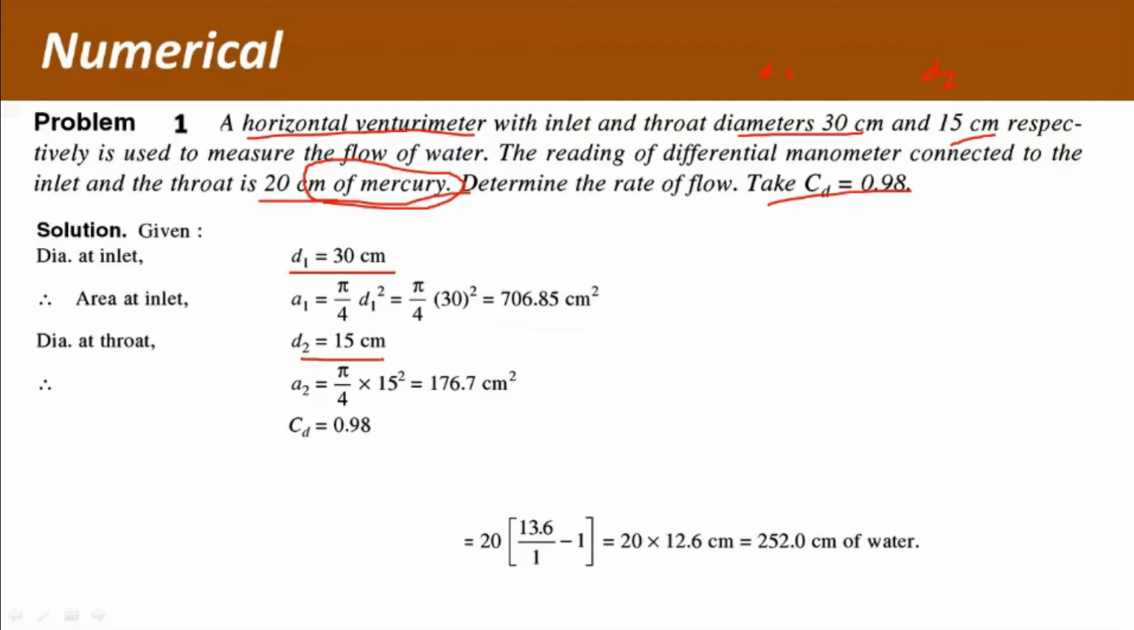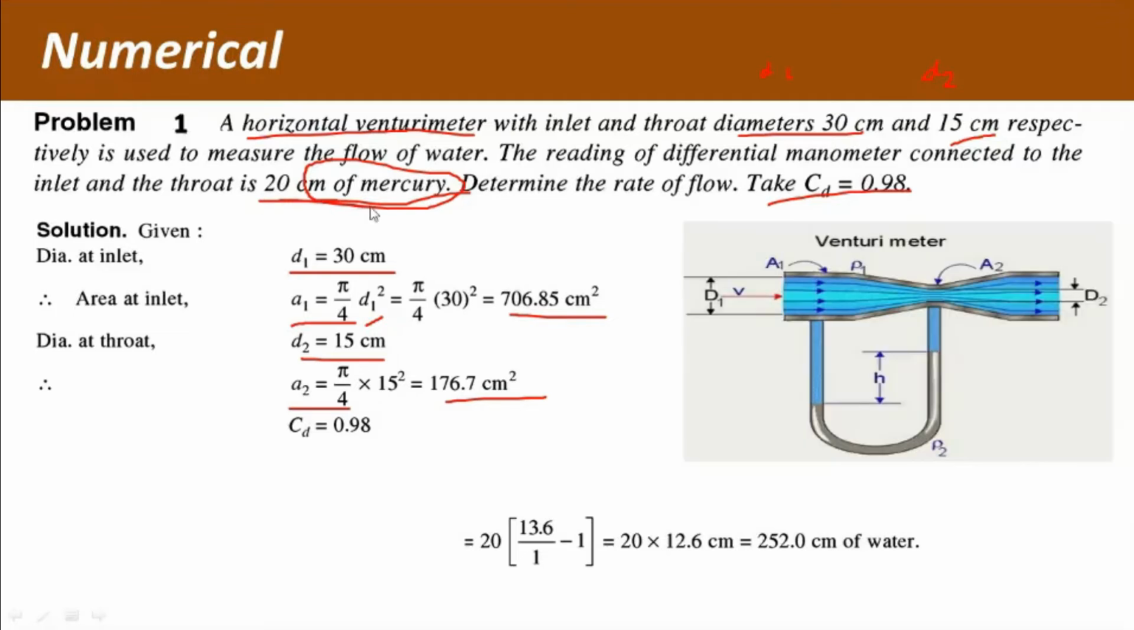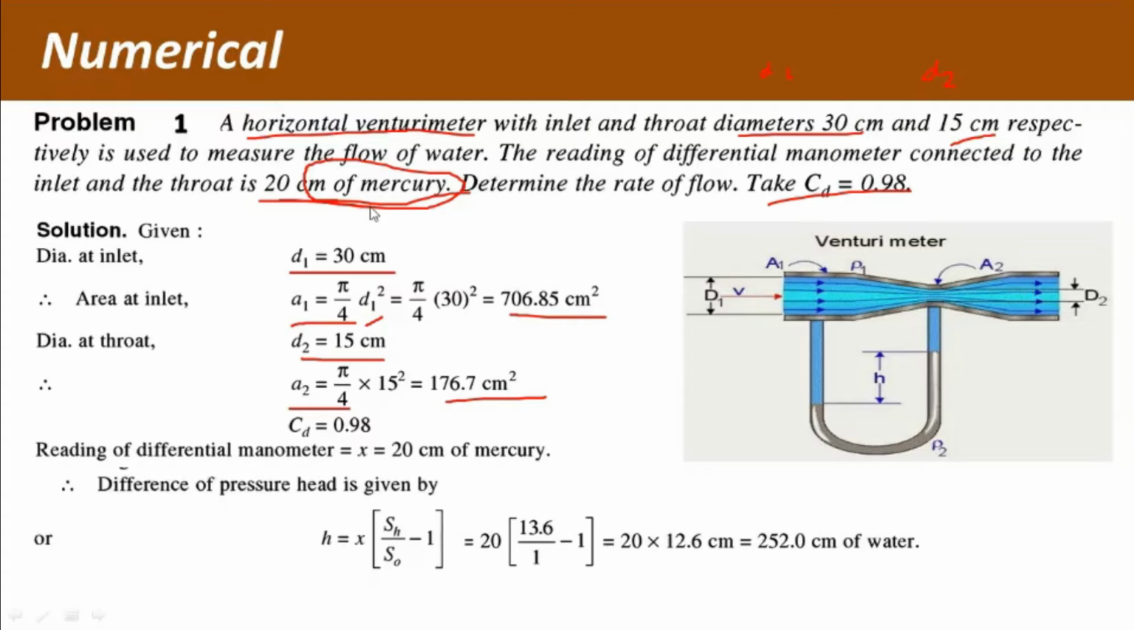So first of all, D1 and D2 were given, so you can find out A1 and A2. A1 is pi by 4 D1 square. यहाँ पे सेंटीमीटर में निकाला है, और आप इसको मीटर में भी कन्वर्ट कर सकते हो. फिर A2 भी सेंटीमीटर में निकाला, आप इसको मीटर में ले सकते थे. After that, आपको डिफरेंशियल हेड भी दिया है. Whatever the differential head is, x, so 20 centimeter of mercury.